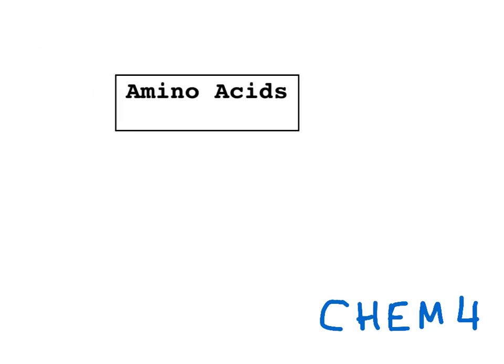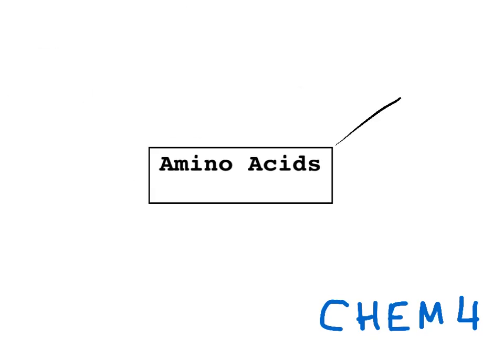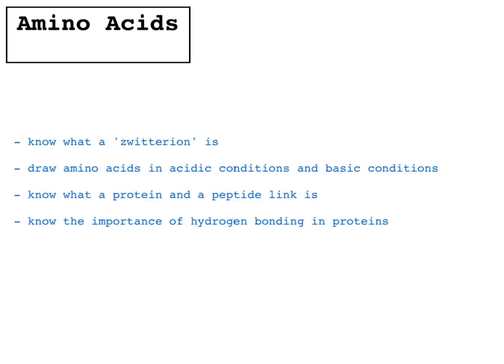This video is on amino acids. So the aims for this video are to first know what a Zwitter ion is, to draw amino acids in acidic conditions and basic conditions, to know what a protein and a peptide link is, and to know the importance of hydrogen bonding in proteins.